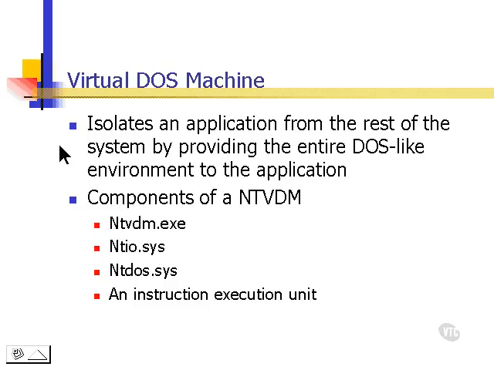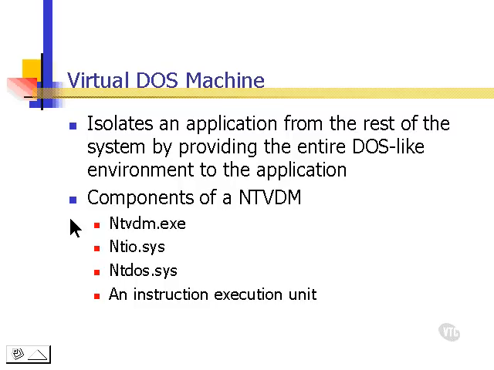Using a virtual DOS machine, we can isolate an application from the rest of the system by providing a DOS-like environment to the application. Basically, what the computer does is it creates a little virtual computer that looks just like an old IBM PC XT. It's got exactly what DOS expected to see.